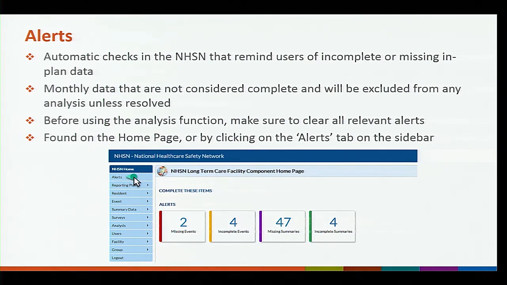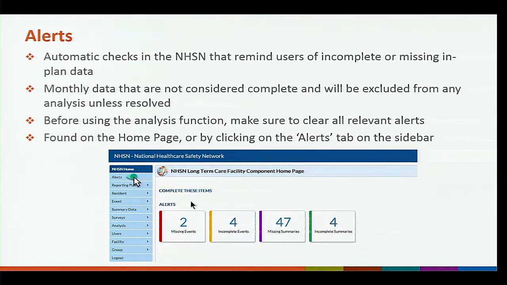This means that before doing any analysis functions yourself, you need to make sure all of these alerts are addressed. To address your alerts, you can click on the left side of the field, but the easiest thing to do is look on your home page, and you can see here I have 47 missing summaries, 4 incomplete summaries, 4 incomplete. Does this look familiar to anyone?